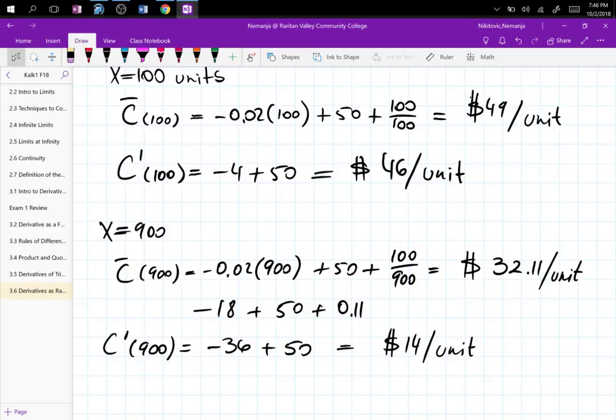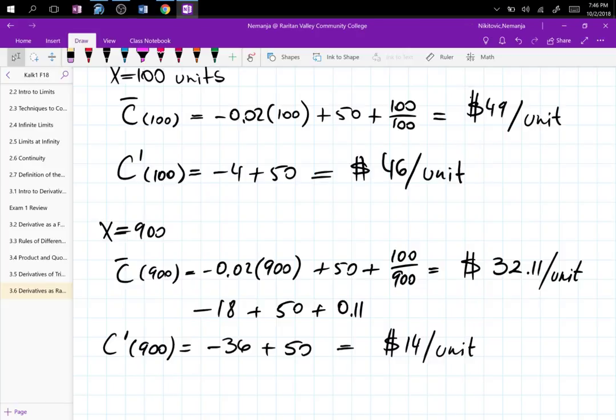You can also see here the average. The average cost for 900 units is 32 bucks. It used to be 49 bucks. That's a drop of $17 per unit. $17 per unit is not little. If you are producing 100,000 units or 1,000,000 units, pencils and pens and stuff, right? You make a million, right?